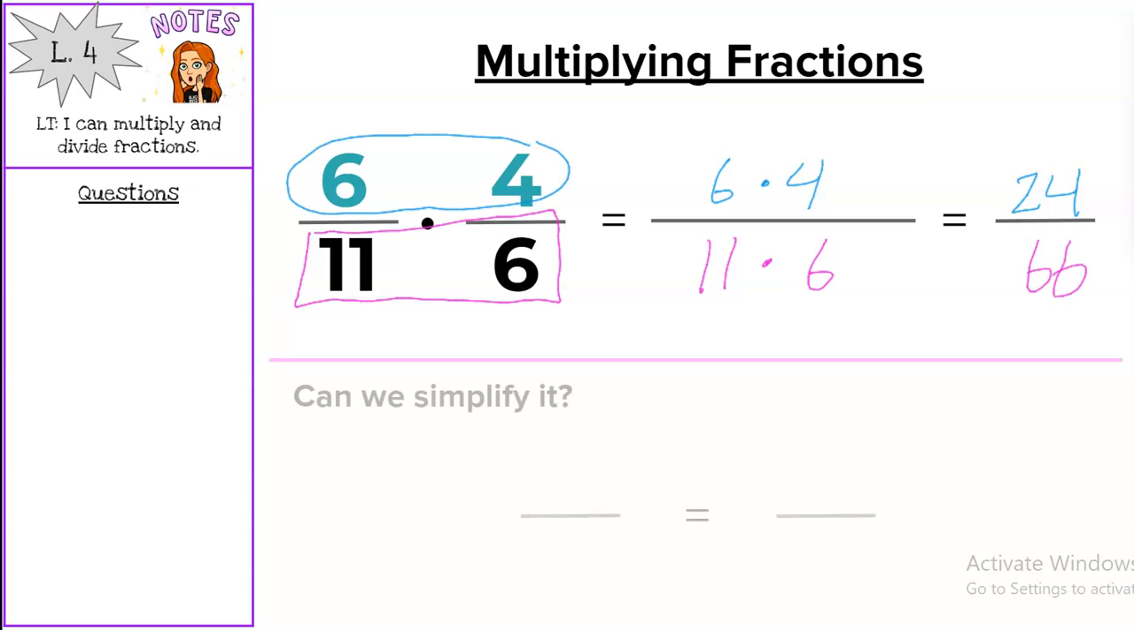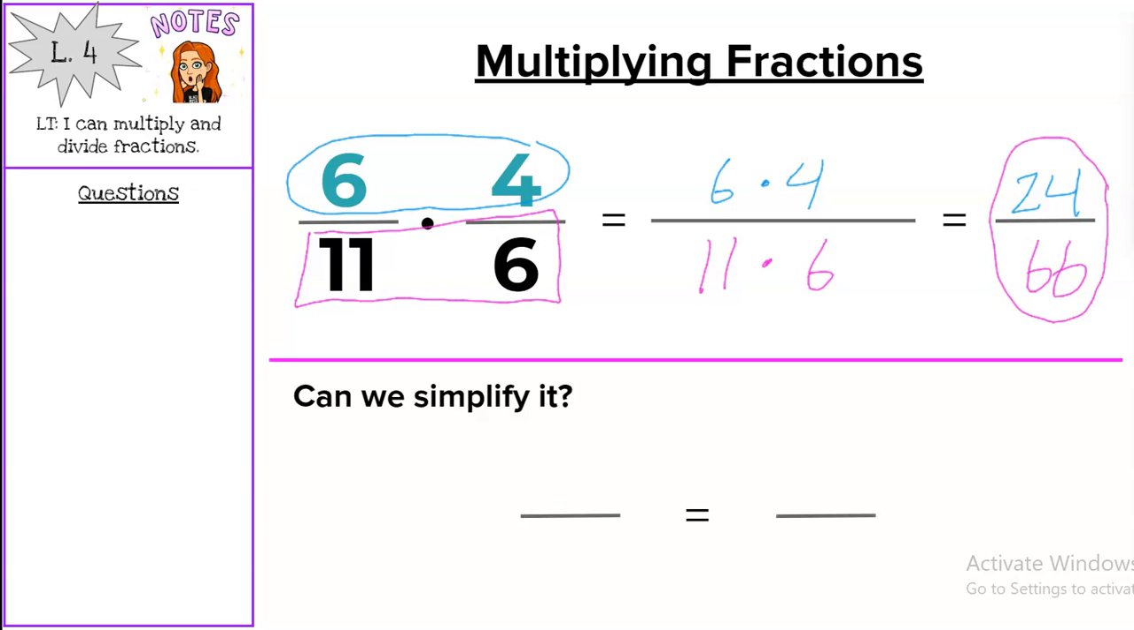So now again, we do have to ask, can we simplify it? Well, 24/66 is one answer that we can give. We also can simplify it and give a smaller representation. So we need a number that goes into both 24 and 66. And I mean, they are both divisible by 2, but they also have another number in common, which is 6. So remember, you can list out those factors.